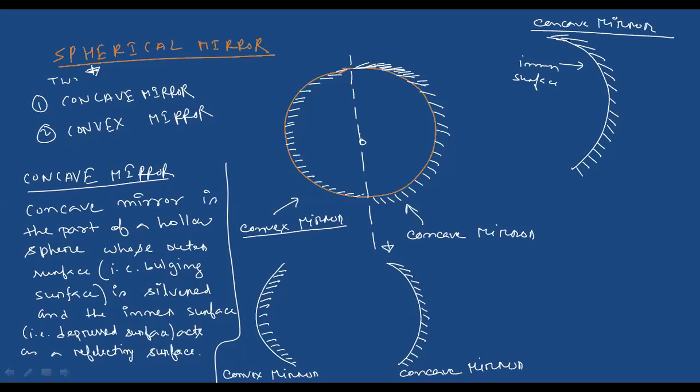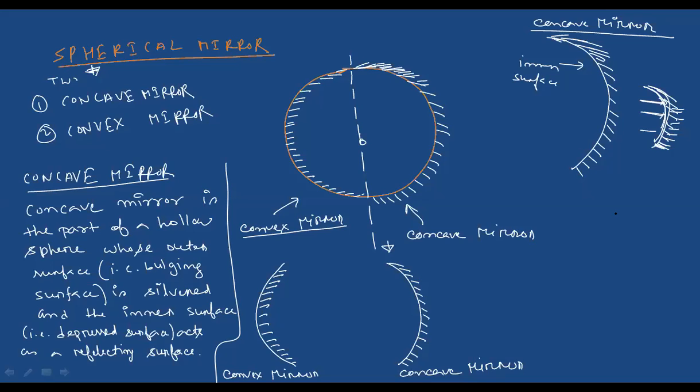Concave mirror is a part of a hollow sphere whose outer surface, this bulging part, is silvered, and the inner surface, that means this one, the depressed surface, acts as a reflecting surface, and it is known as a concave mirror. Bulging means like this, and depressed means the inner part.